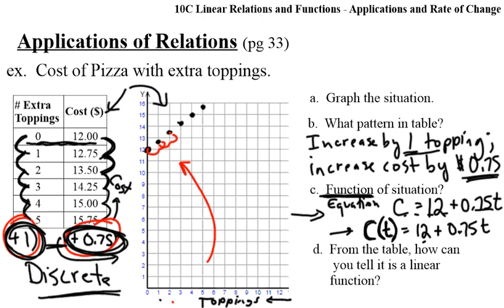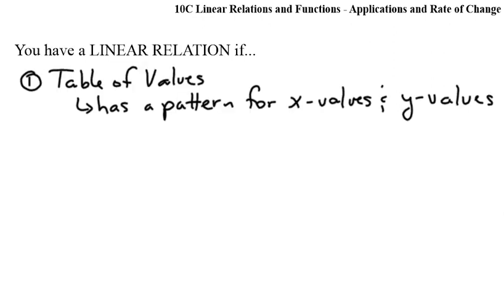How do we know it's linear? Well, again, I showed. X goes up by $1 or one topping, we go up by 75 cents. Go up by one topping, increase by 75 cents. And that creates the linear relation. So that's one way to identify if you have a linear relation: the table of values has a pattern for the X and Y values.